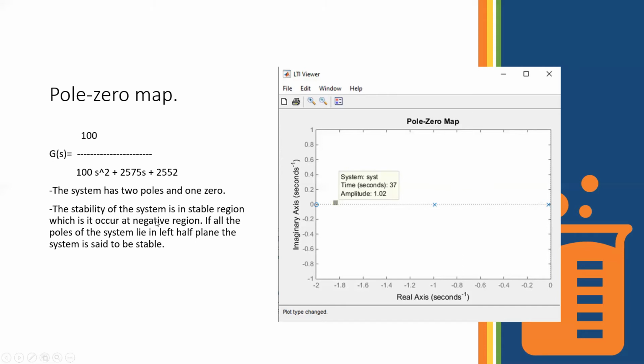So the stability of the system is unstable because if the poles occur at the left half plane, the system is said to be stable.